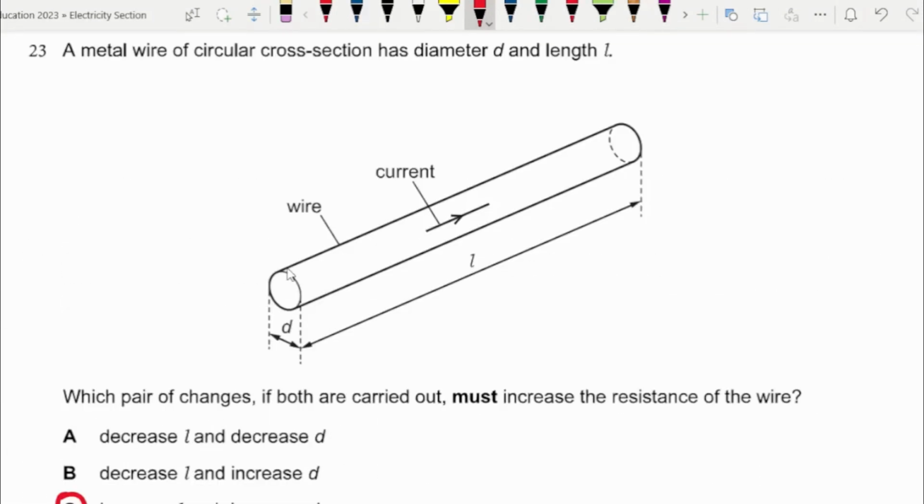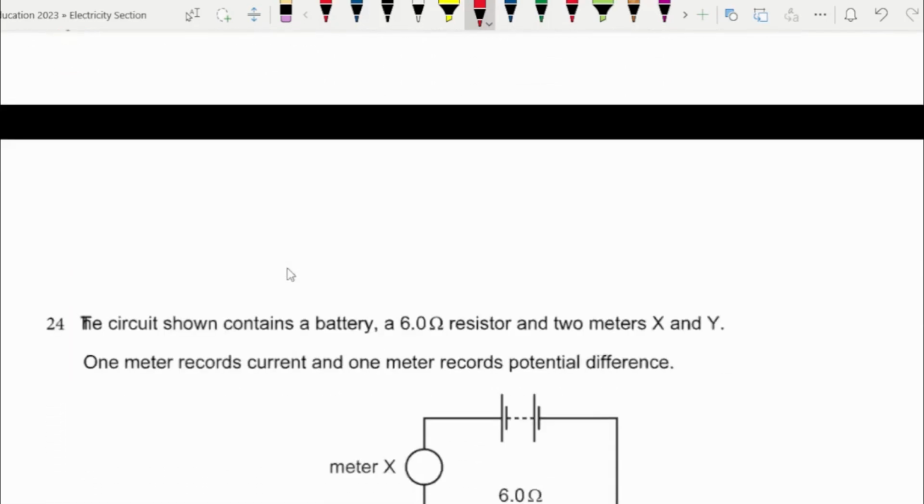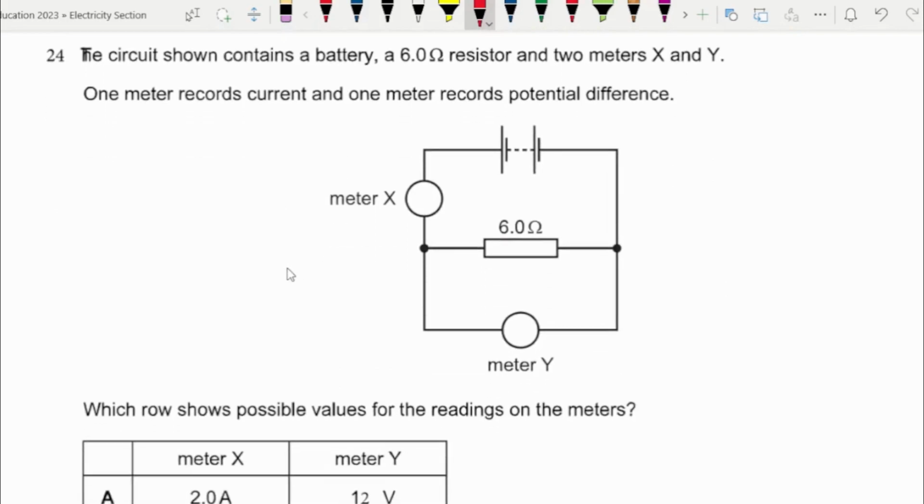Alright, so we gotta go with the largest length and the smallest diameter, so C is the right answer for this one. Okay, over to the next one.